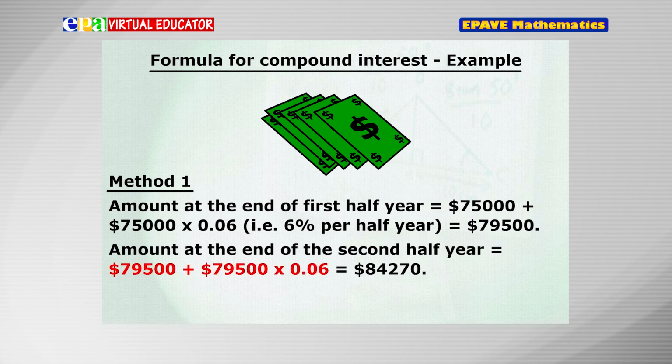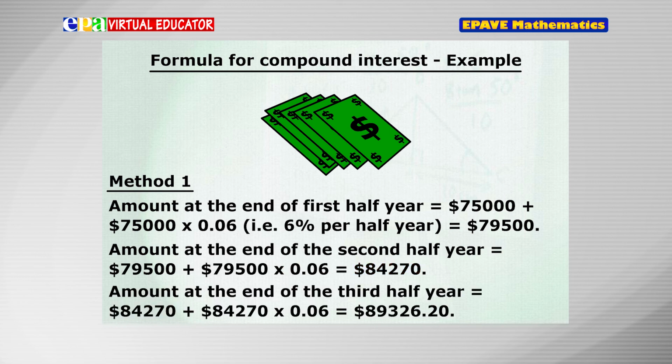$79,500 plus $79,500 multiplied by 0.06, which is equal to $84,270. Amount at the end of the third half year is $84,270 plus $84,270 multiplied by 0.06, which gives $89,326.20.